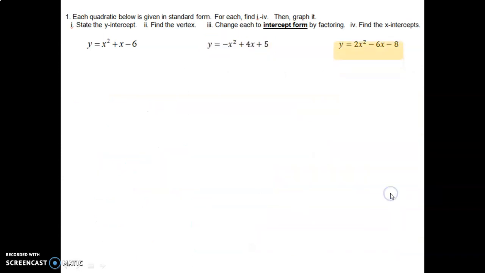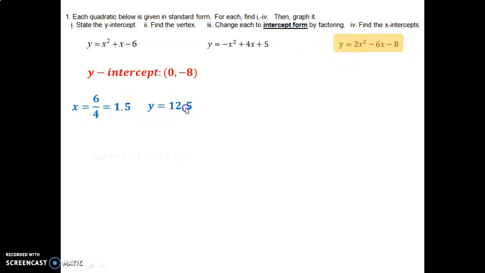Next one, try the third one here. And in this one, I would suggest factoring out 2 first. Okay, y-intercept, -8. Let's see. Finding the vertex, 1.5 and 12.5 for the y, giving us this vertex. Again, we use -b over 2a to get that, and that was substituted back in here to get this.